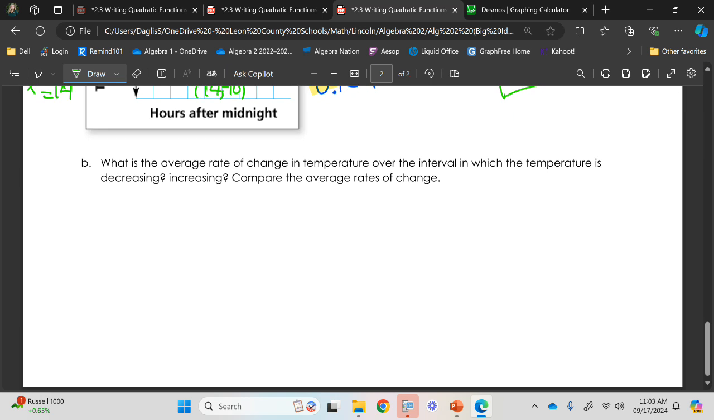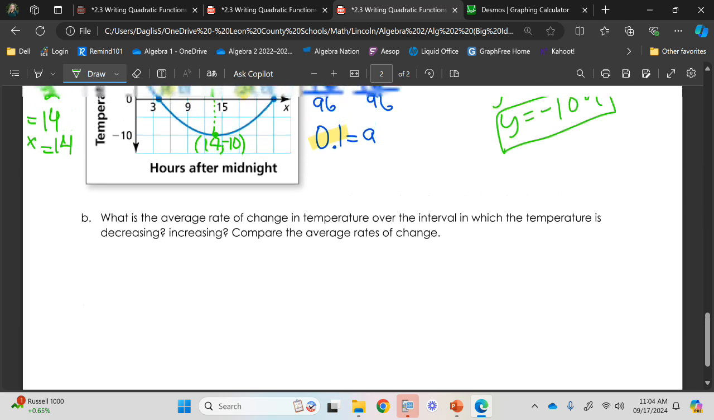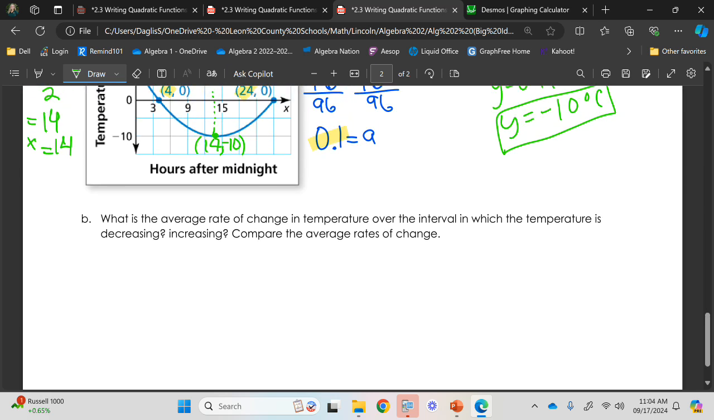Last little piece. So we're going to tie in a little bit of Algebra 1, and this also kind of leads you into something you might see in AP Pre-Calc next year. They love average rate of change. So we're going to talk about it often in this class, so when you see it next year, you're not going to be surprised. What is the average rate of change in temperature over the interval in which the temperature is decreasing and increasing? And then we're going to compare the two to see which one's faster. Do we drop temperatures faster, or do the temperatures go up faster?